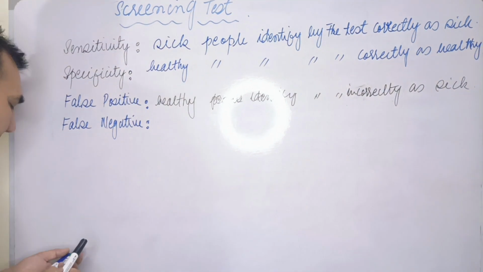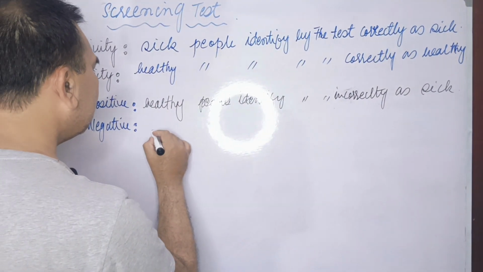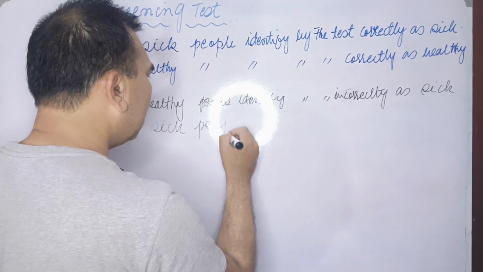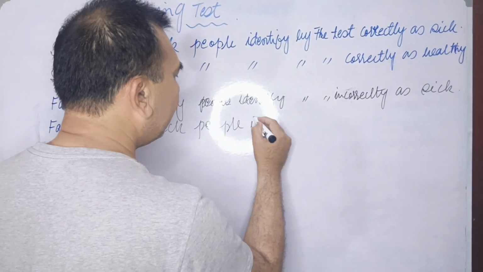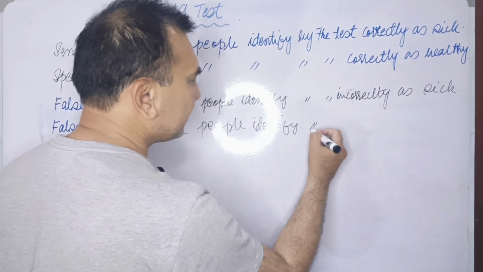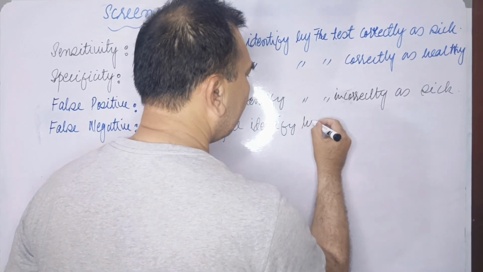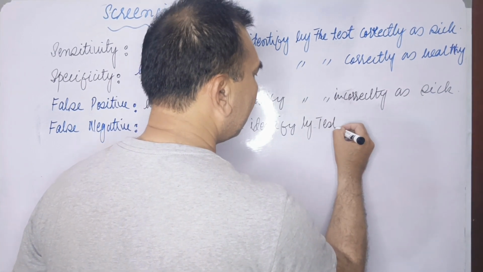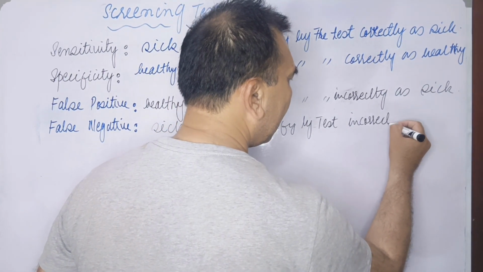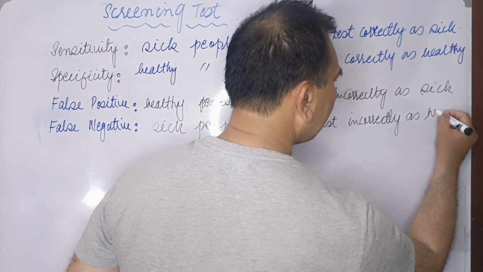While on the other side is the false negative. The false negative: the sick people are identified by the test, again incorrectly, as healthy.